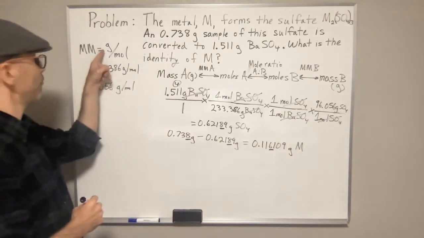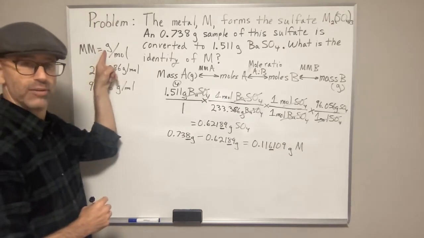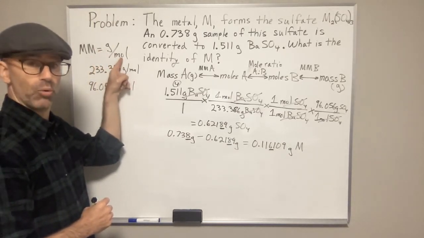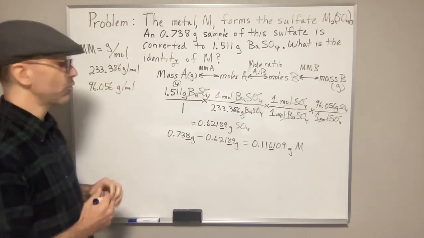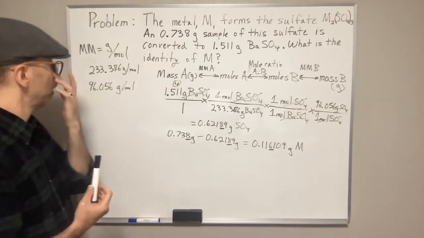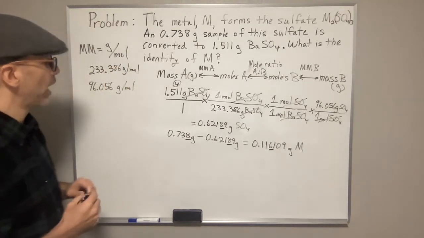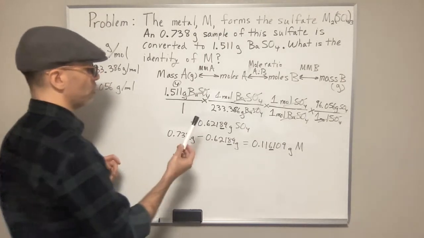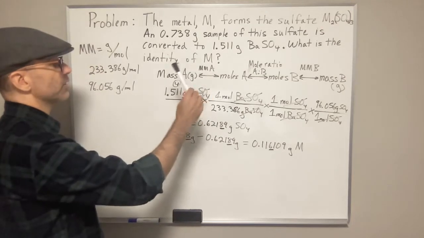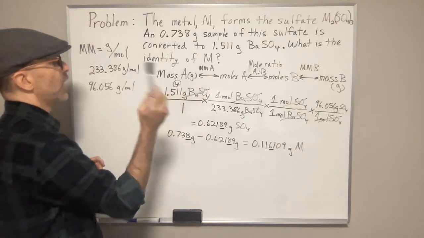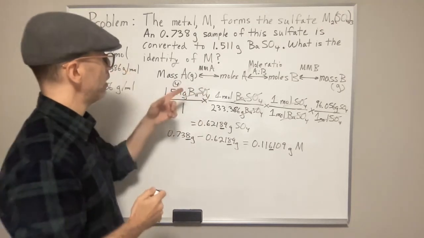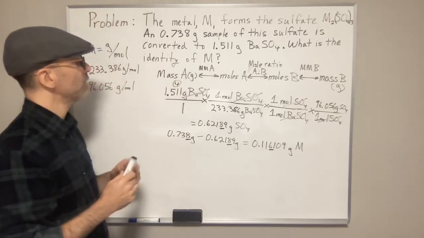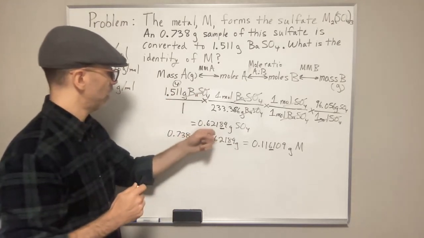Okay, so now we have grams of our metal. So that's half of what we need to find the molar mass. So now we have to find moles. Okay, so next, how do you find the moles of your metal? Well, since I know the mass of our substance, we know the moles here.